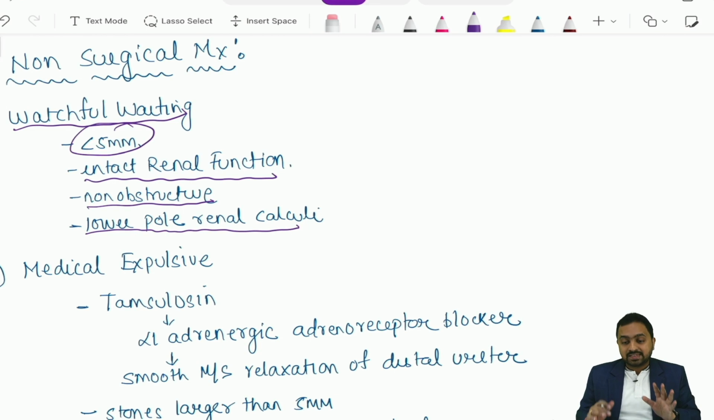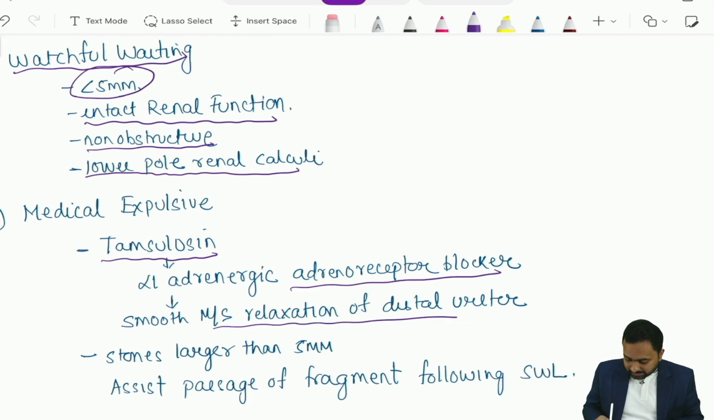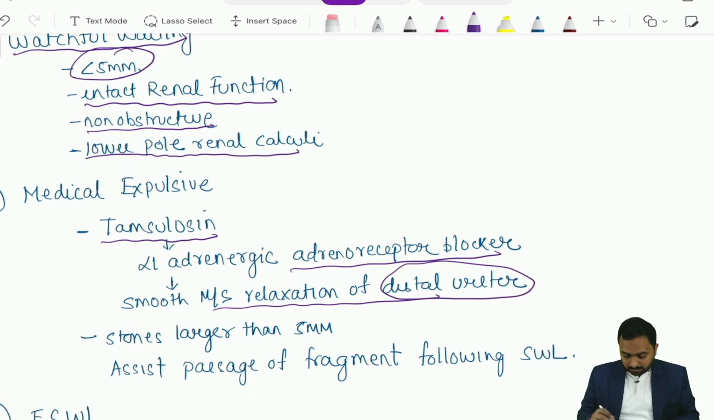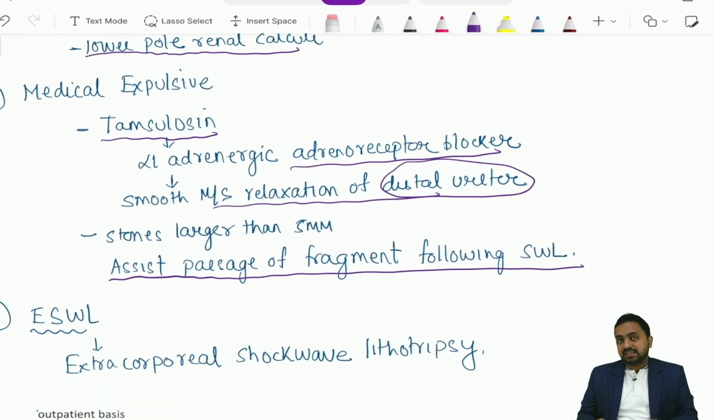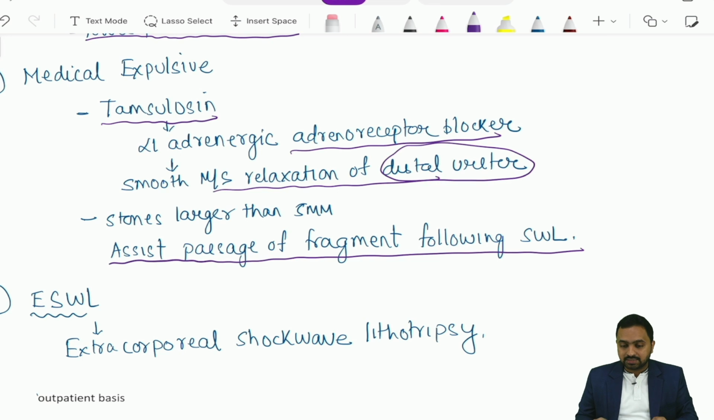Now medical expulsive therapy is by tamsulosin, which is an alpha-1 adrenoreceptor blocker, which causes smooth muscle relaxation of the distal ureter. For stones larger than 5 mm, it will help in assisting the passage of the fragments following shockwave lithotripsy. So coming down to ESWL, we had already discussed one important point with respect to ESWL, which was that cystine hard stones are resistant to ESWL.